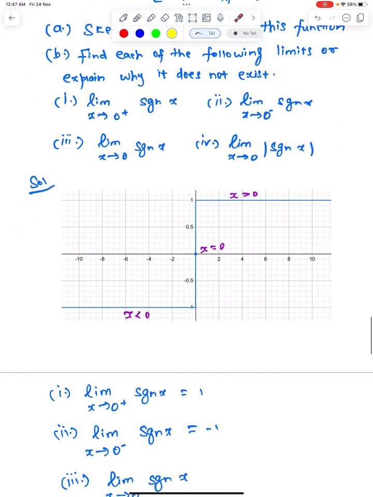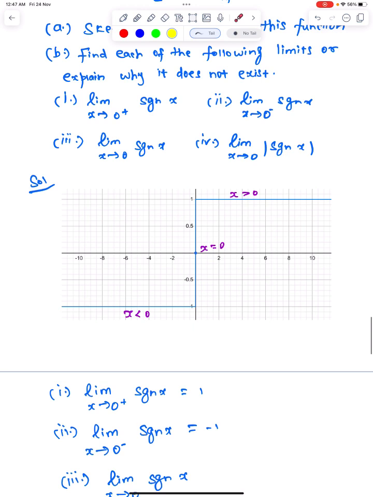Obviously you can see from this, when x is approaching from the right hand side towards 0, it is going to be very close to this 1. That's why the answer is +1. When x is approaching from the negative side, that means the left hand limit at 0, it is going to approach -1. Actually this is -1, so it's -1. I hope this is clear, right?